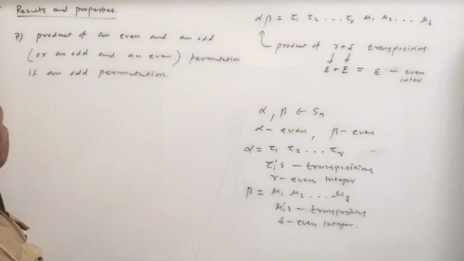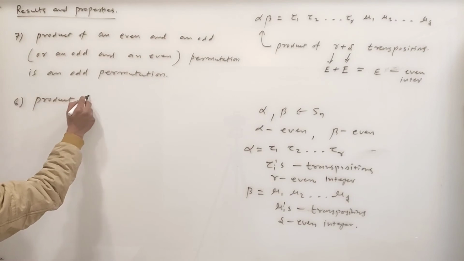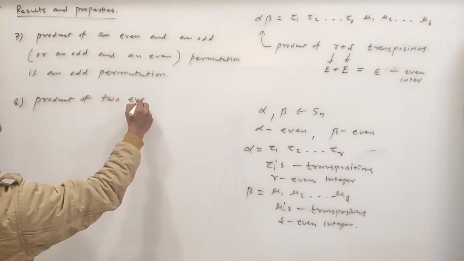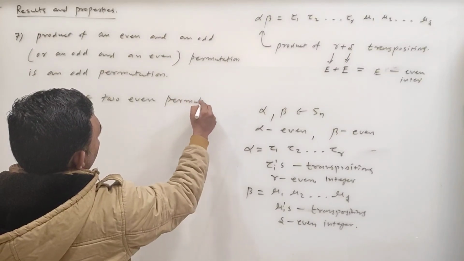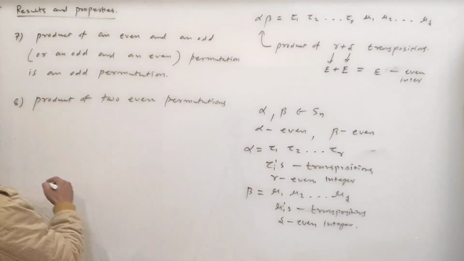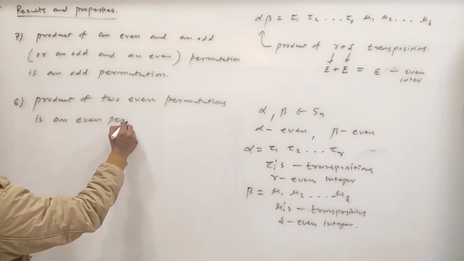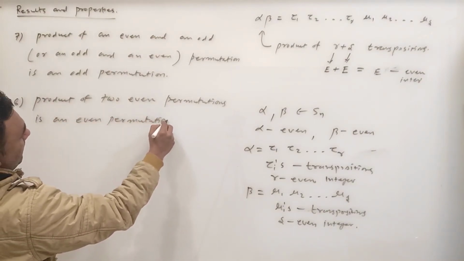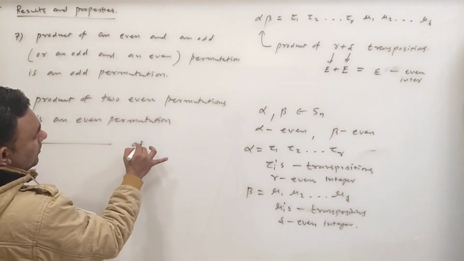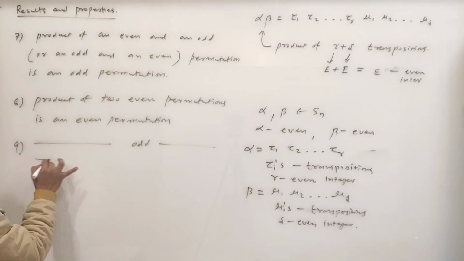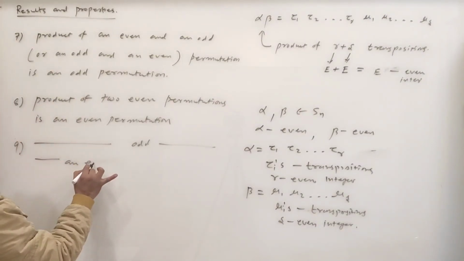So Result number 8: the product of two even permutations is an even permutation. And similarly you can prove the product of two odd permutations is an even permutation.